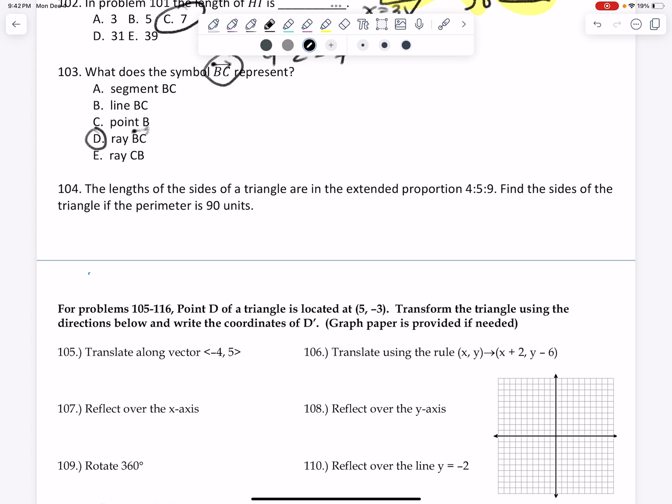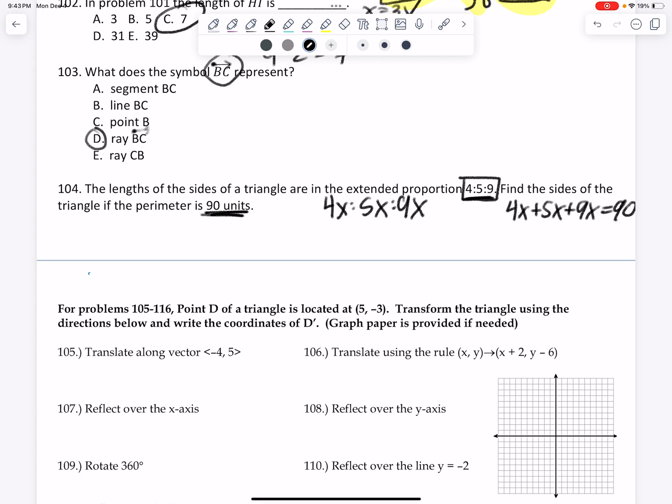The lengths of the sides of the triangle are in this extended proportion. Find the sides of the triangle if the perimeter is 90. So when it's in this proportion, this has been simplified. That does not mean that in the triangle, one side was 4, one side was 5, and one side was 9. That means that they've taken the same amount out when they reduced this extended ratio from each thing. They've simplified it. And so if the original perimeter was 90, I know that those original pieces would have had to add up to 90, whatever the x was.